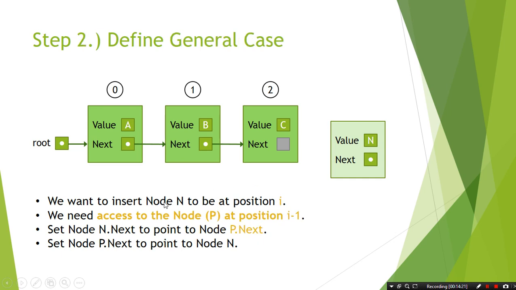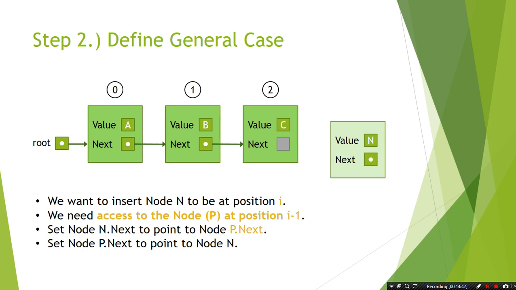So here it says we want to insert node N at position I. Now we need access to the node at position I minus 1. So wherever we want to insert, we need access to the node right in front of it, right? Because we're going to need that for the next 2 steps. So I called it P. That's going to be like the before node.